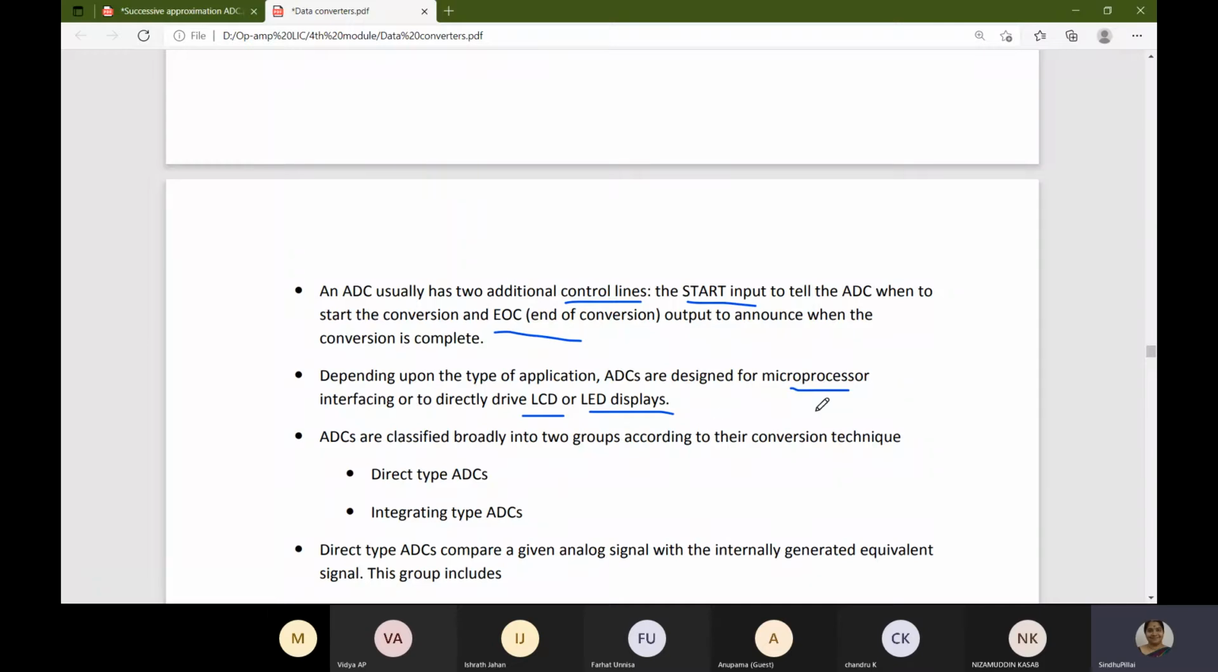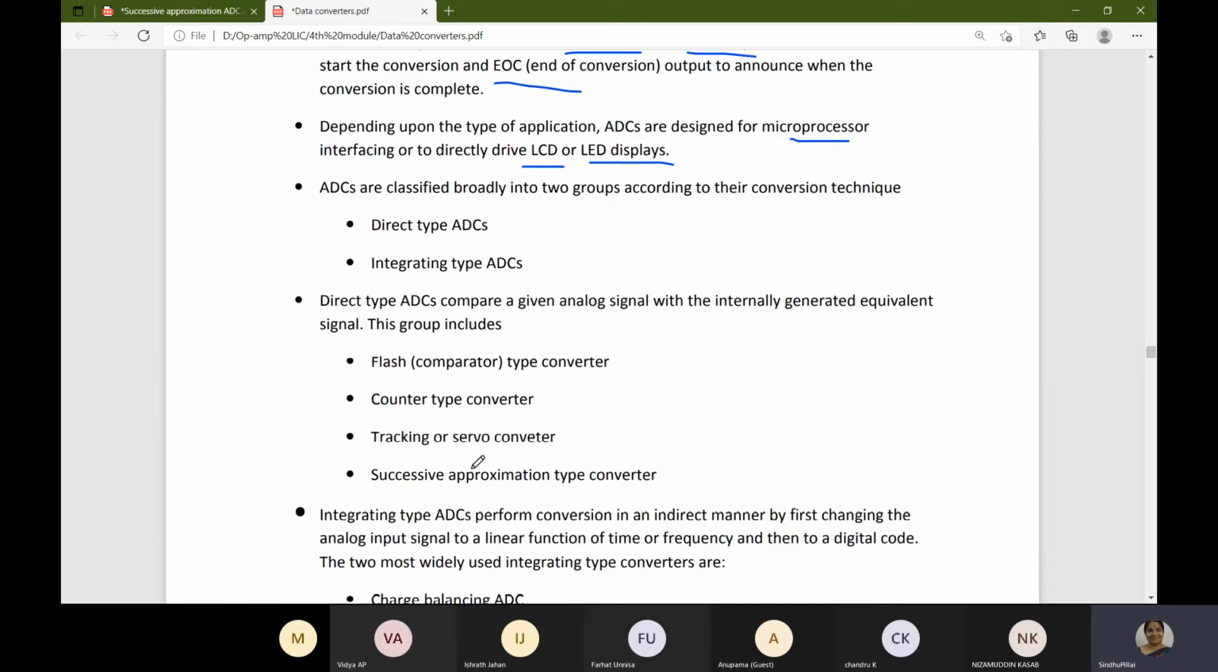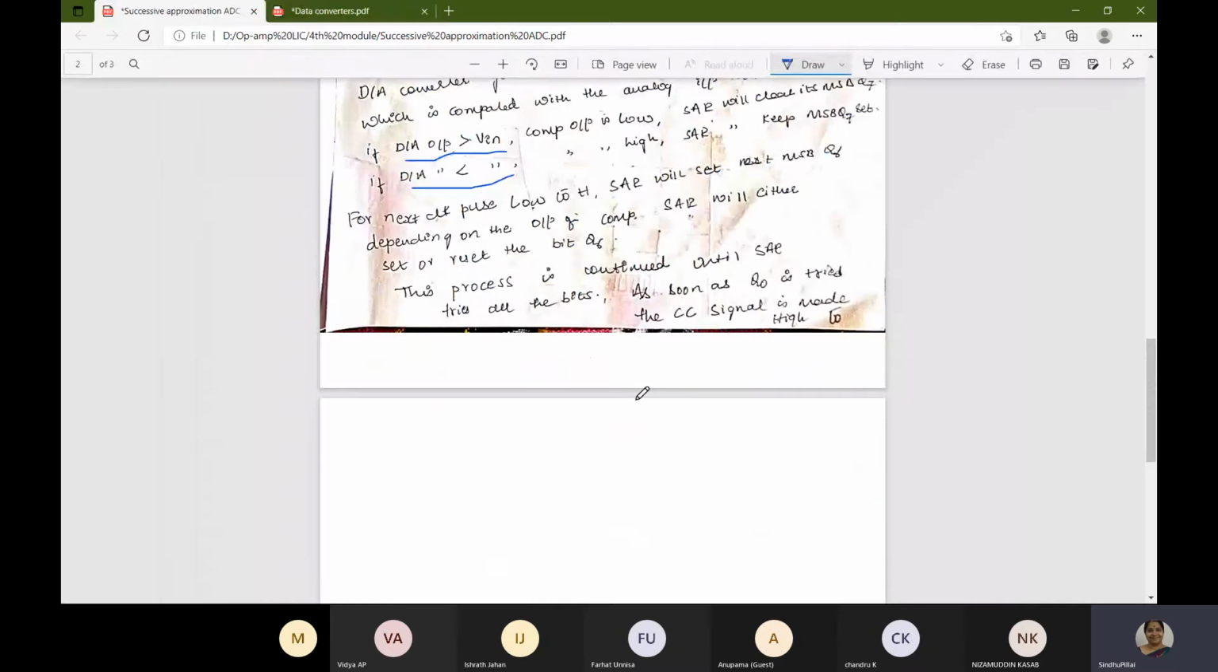And what are the applications of ADC? It can be used in microprocessor interfacing, or it can be used to drive LCDs, that is liquid crystal display, or LEDs, light emitting displays. Okay, these are the applications of ADCs and the block diagram. So moving on, the thing we have to study is the successive approximation type converter.